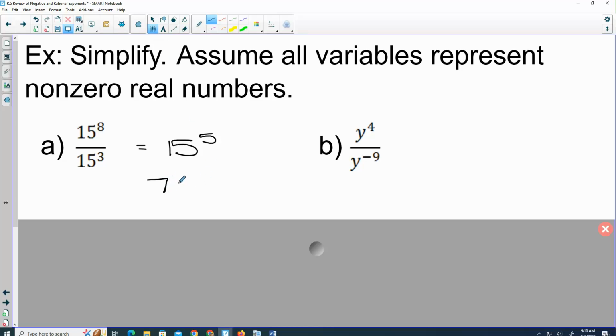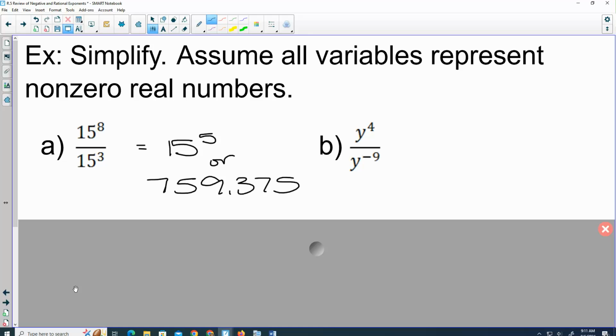What would that give us? 759,375. I would accept it if you just said 15 to the 5th. Now, if it's something small, like 2 to the 3rd, go ahead and simplify it. But otherwise, if you leave it, it's no big deal.